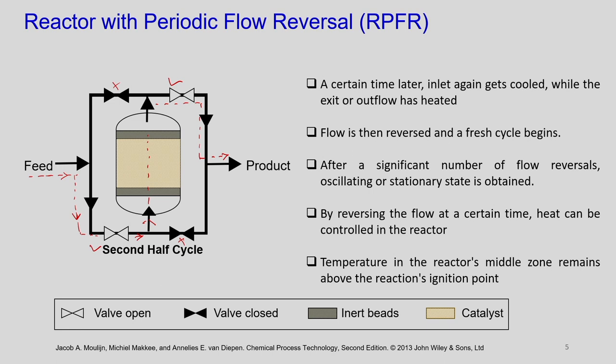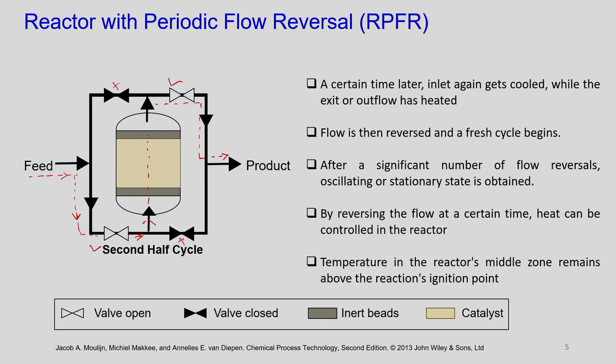So it means that at a certain time later, the inlet again gets cooled, while the exit outflow has heated. The same thing will happen again. At the inlet, it will take away all the heat, the conversion increases, and this will get cold. Once this gets cold, it takes away the heat, and the flow is reversed.